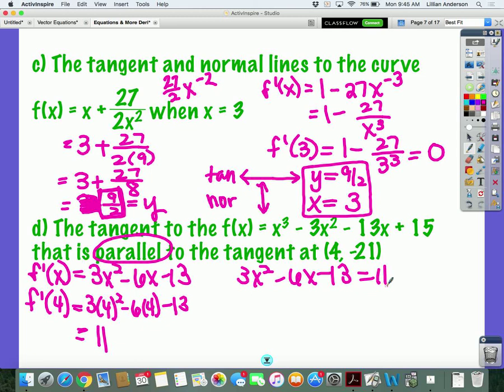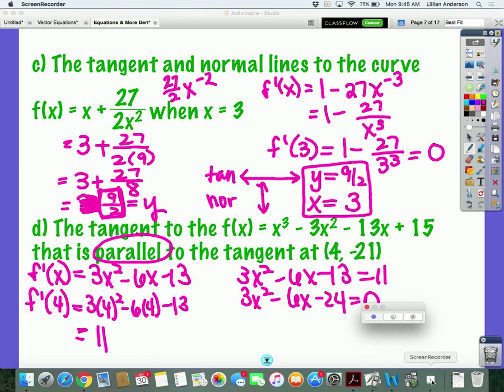So now we need to solve this. This is a good old quadratic. And how do you solve a quadratic? Set it equal to 0. So that's 3x squared minus 6x minus 24. And how do you solve a good old quadratic? Factoring or completing the square or quadratic formula.